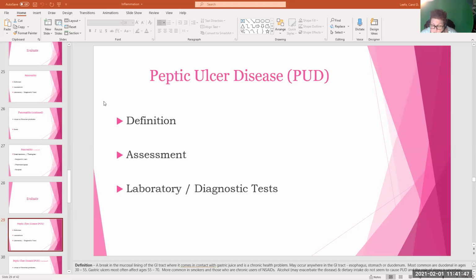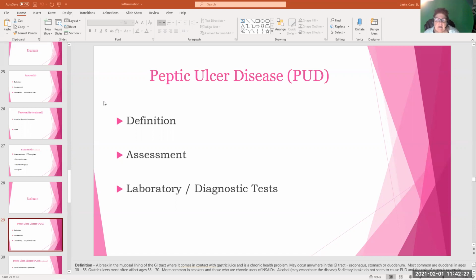It's more common in smokers and those who are chronic users of NSAIDs. Alcohol may exacerbate the disease, but does not seem to cause PUD, as dietary intake does not cause PUD either. Stress causes an increase in gastric acid production, but doesn't necessarily cause ulcers. But if you look at it as increasing gastric acid and that you're prone to ulcers because of that, then yes.